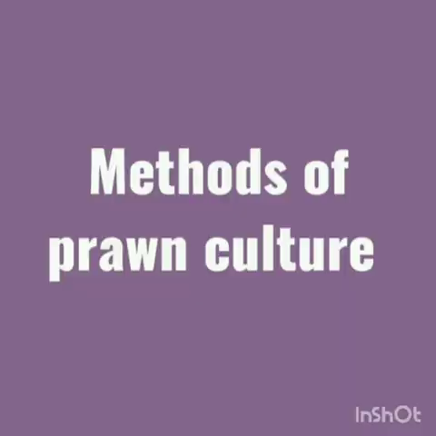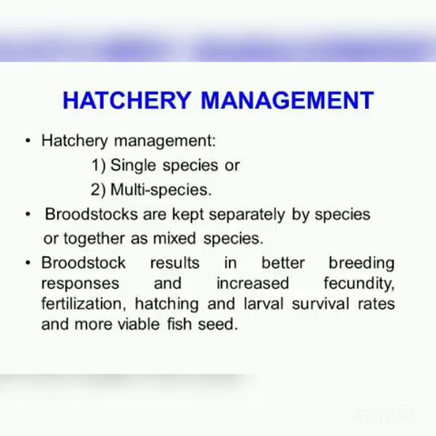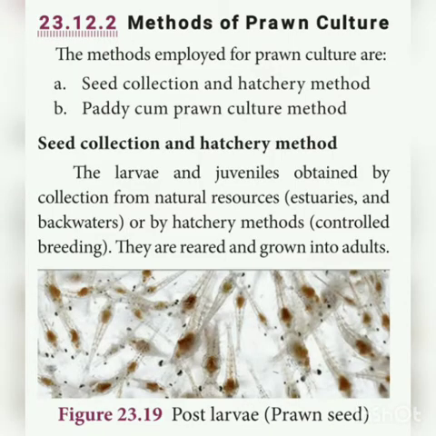And what are the various methods of prawn culture? Prawn culture employs two methods. One is the seed collection and hatchery method, and the second one is the paddy cum prawn culture method. Seed collection, பேர்லேருந்து தெரியுது seed. Seedனா என்னது? Larvae or juveniles, குட்டிகளை, are obtained from natural resources and they are reared and grown into adults. So that is the seed collection and hatchery method.